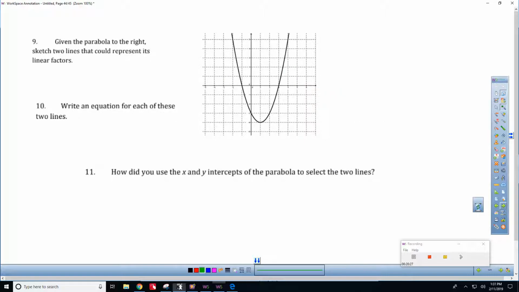Look at the parabola to the right. Sketch the two lines that could represent its linear factors. So it could be y equals 1 times x minus 3 and y equals 1 times x plus 1. Okay? So something like it could be that and that. How did you use the x and y intercepts? Well, I just used the x-intercepts here. This minus 3.